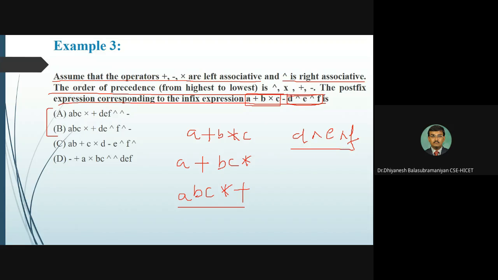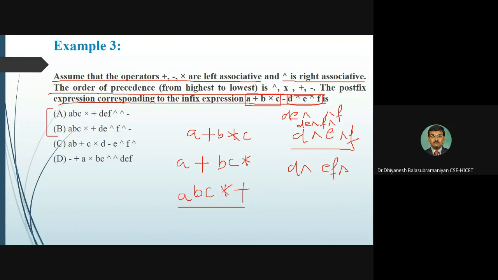Next, you need to go for this. So D power E power F, both have the same priority of operator, so no issues, and it is right associative. Right associative means you need to solve the right side first. So you need to solve EF power, then D power. Instead, if you solve from left to right, what happens? DE power and then power F. This will come like this, DE power F power.